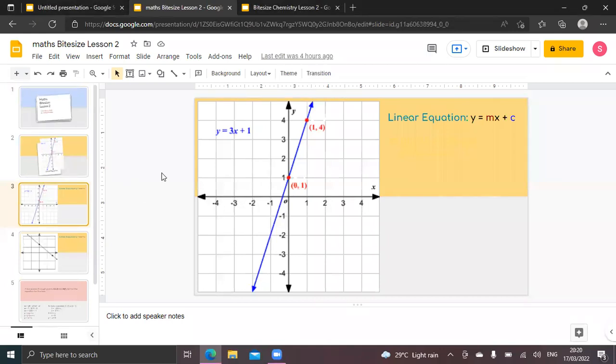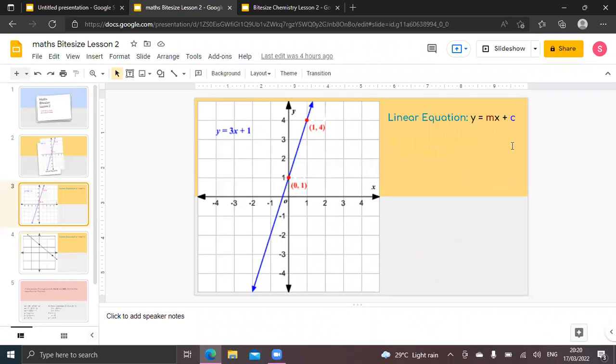We have a sample here. This straight line is plotted on your x-axis and your y-axis here. And it's given here: y equals 3x plus 1. So I am going to teach you how to get the equation for this line. How do we get y equals 3x plus 1?